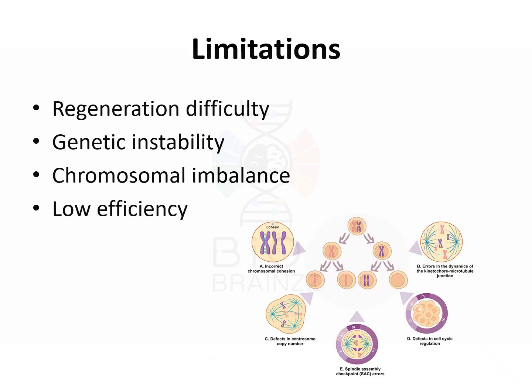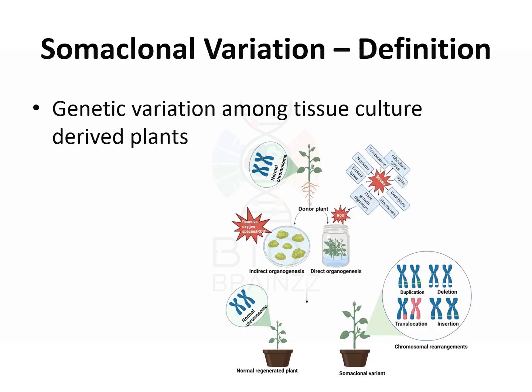Despite its advantages, somatic hybridization has several limitations. Regeneration of hybrid plants is often difficult because fused genomes may be incompatible. Chromosomal imbalance and abnormal gene expression can prevent normal development. Another limitation is low efficiency of fusion and regeneration. The process requires sophisticated laboratory techniques and skilled handling. Genetic instability in hybrids can also limit their practical agricultural use.